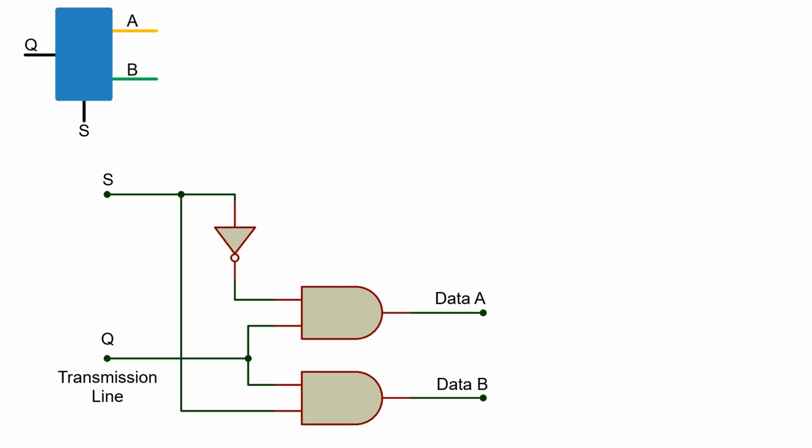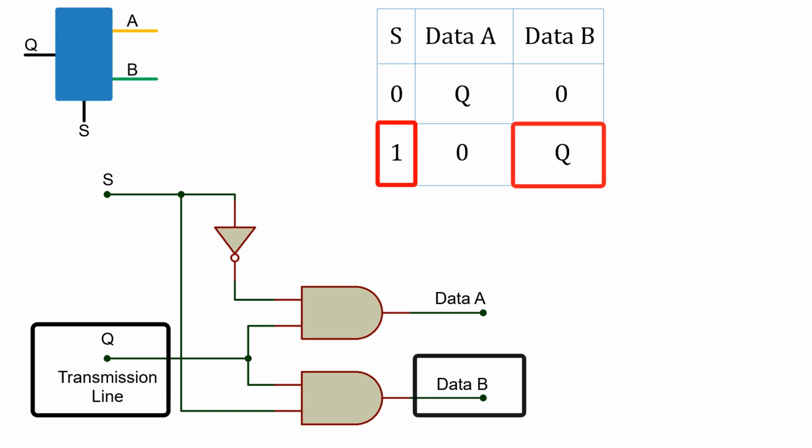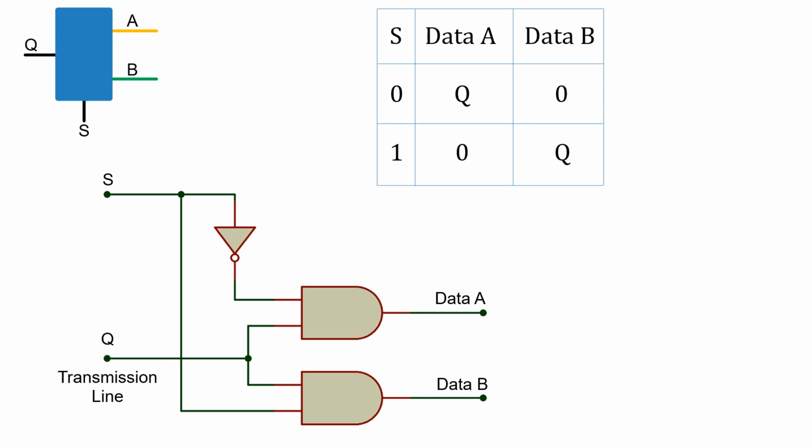The truth table looks like this. When S is low, the data incoming on Q becomes channel A, and when S is high, the data on Q becomes channel B, whatever that data is. We can design a circuit from the truth table. We see that data A equals not S and Q, and data B equals S and Q. We'll make the output channels low whilst they're not selected.